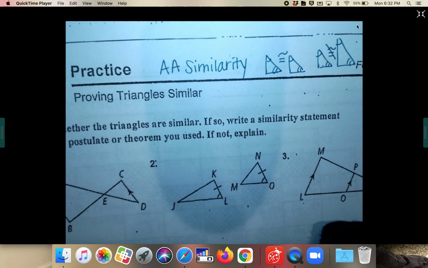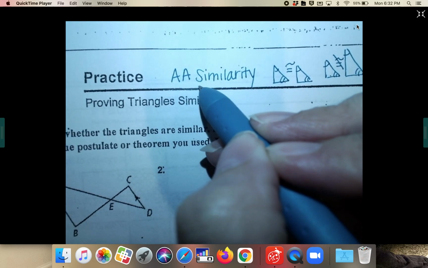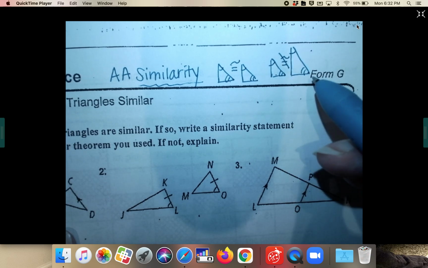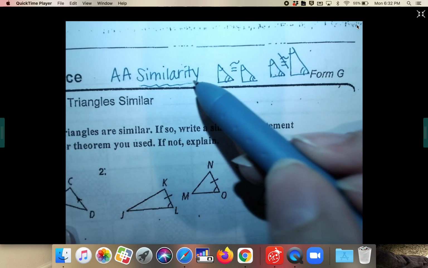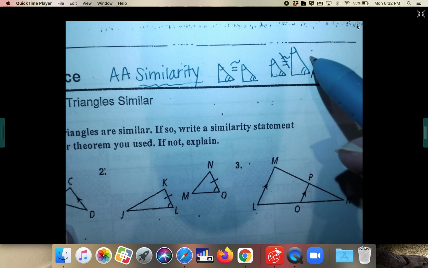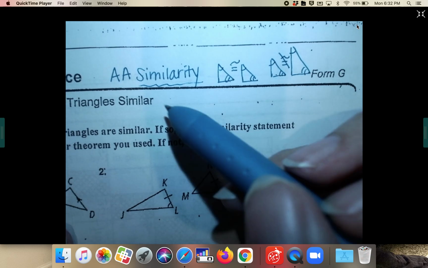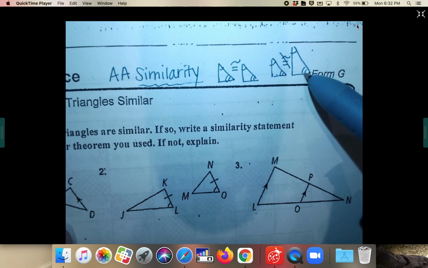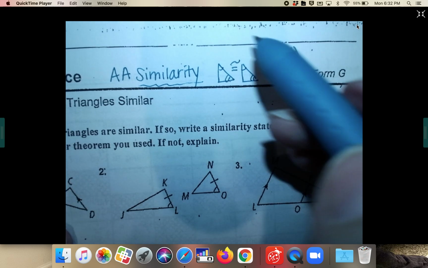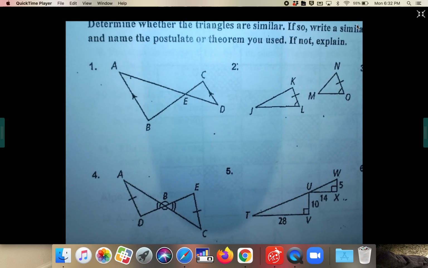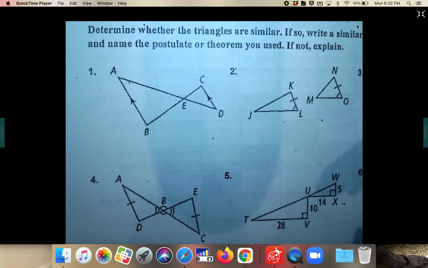But you can prove angle angle in similarity, because congruence means same size and shape and everything, but similarity means you could be on a scale factor. As long as you have two of the angles congruent, you can prove that the triangles are not congruent but similar based on this angle angle similarity. So let's take a look at number 1 on 7.3.